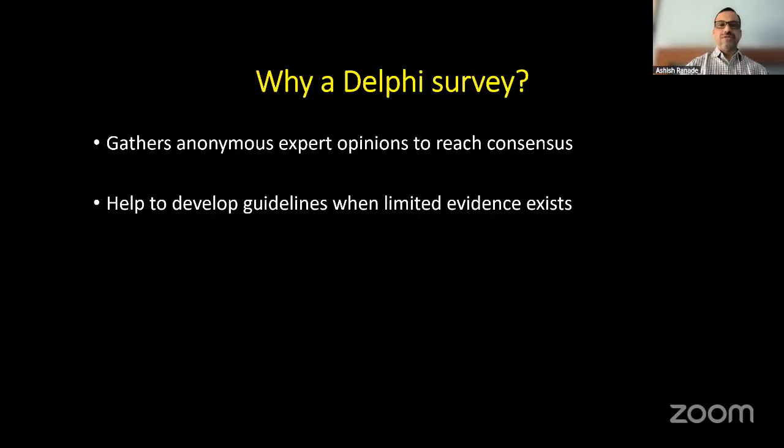So we decided to do a Delphi because it may not be possible to do a randomized control trial, the gold standard, for every one of these problems. Delphi gathers anonymous expert opinions to reach consensus, and it helps to develop some guidelines. I agree that this is based on personal opinions and level 5 evidence, but it could be a start to answer some of the questions.